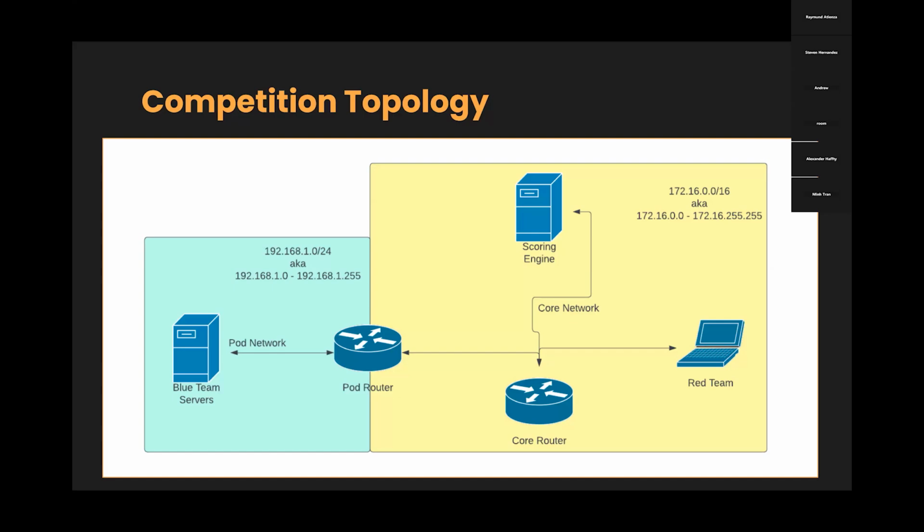And usually this pod network will have a network ID of 192.168.1.0. And in the core network, there's also a scoring engine. The scoring engine makes a connection to the pod router and your services and your servers to ensure that your services are being scored, and it's able to display real-time data of your service checks.